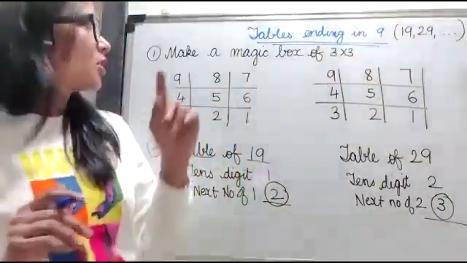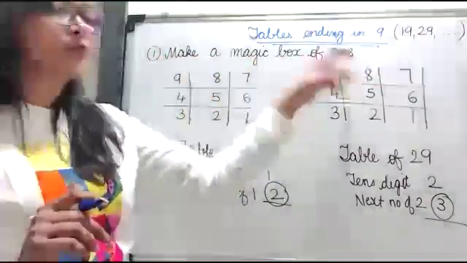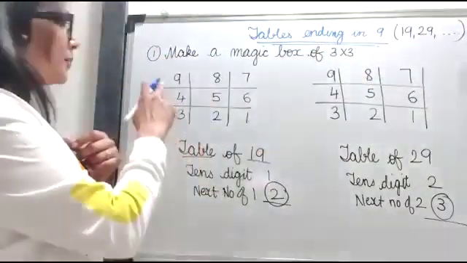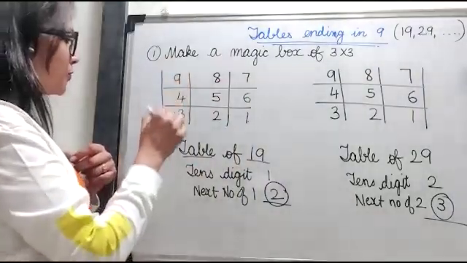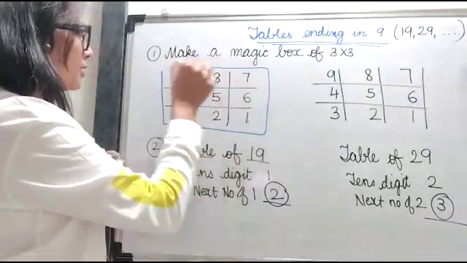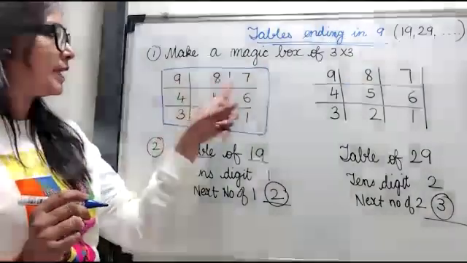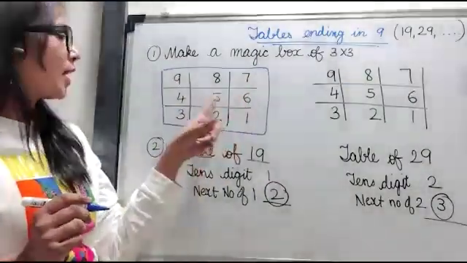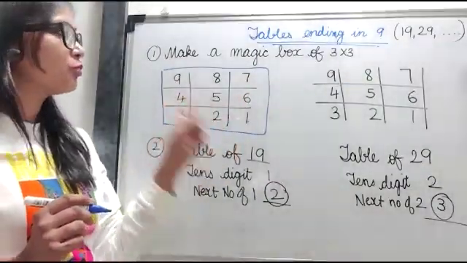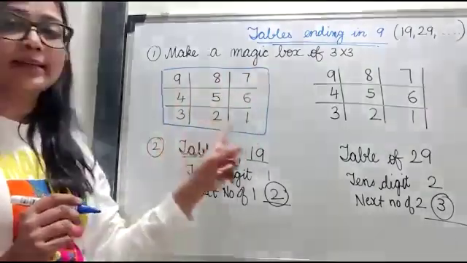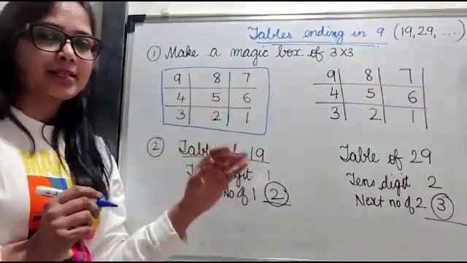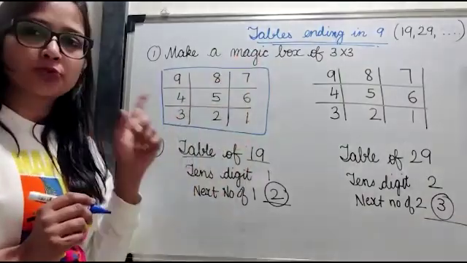The first step is you have to draw a magic box of 3 into 3. So, that's just a simple concept. If you can see this, this is a 3 into 3 box. I wrote the numbers 9, 8, 7, 6, 5, 4, 3, 2, 1. So this flows in the chart like this. This is a standard concept of the magic box of 3 into 3.